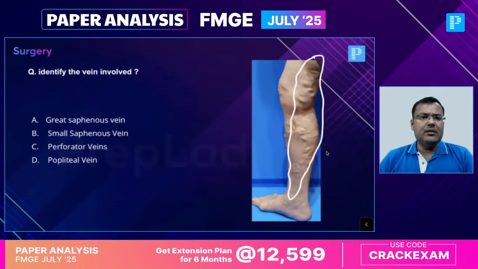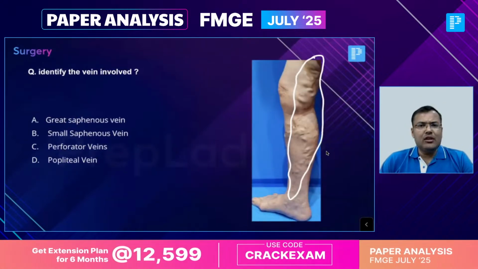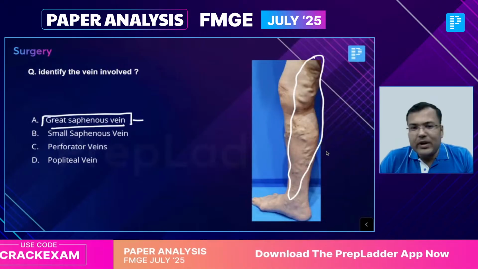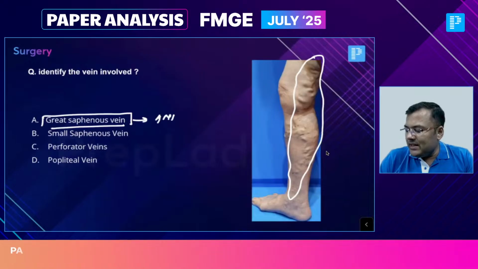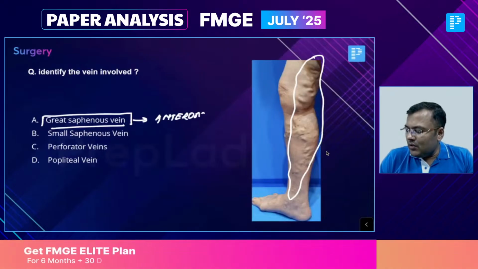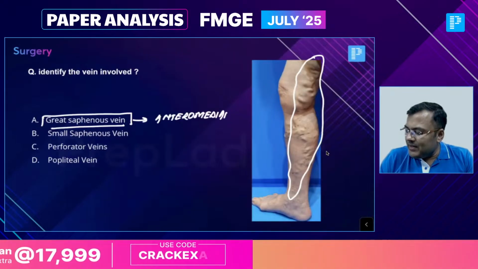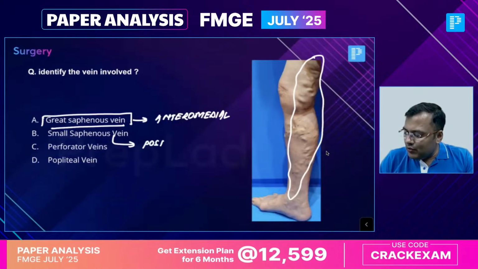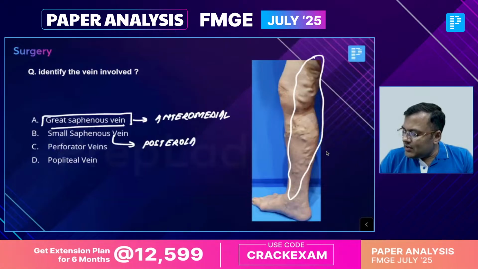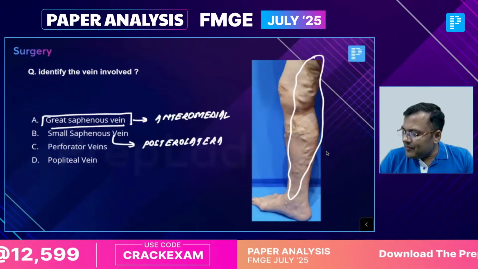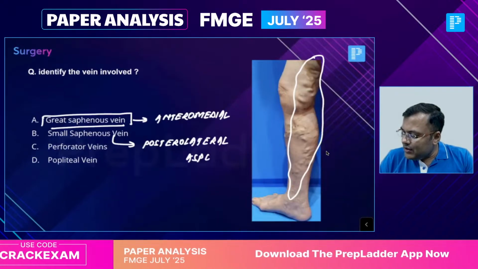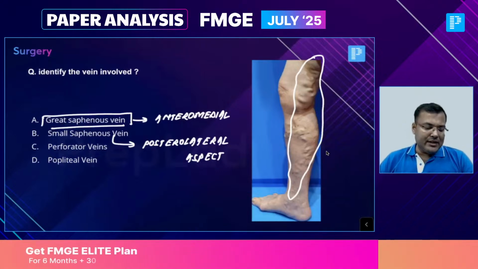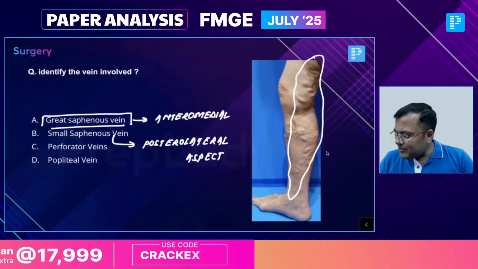Here, guys, which vein is involved here? So you know that this is the long saphenous vein or great saphenous vein. Great saphenous vein or long saphenous vein is located over the anteromedial aspect. And the small saphenous vein or short saphenous vein is located over the posterolateral aspect. So great saphenous vein, anteromedial aspect. Clear? Correct answer is option A.